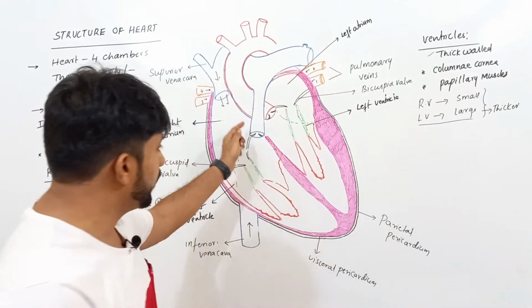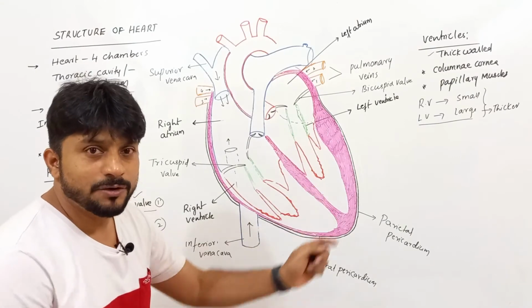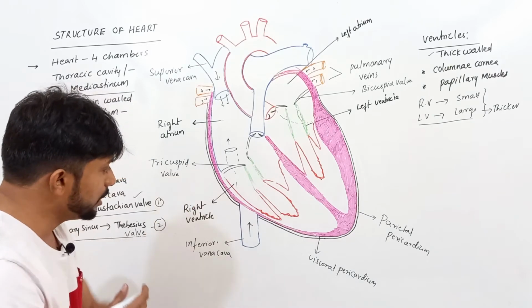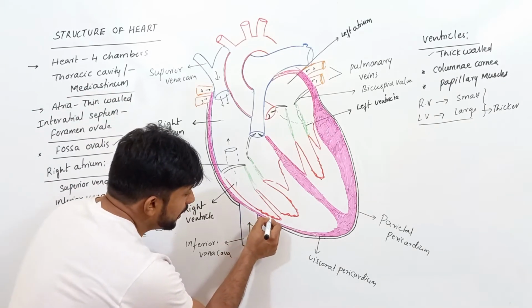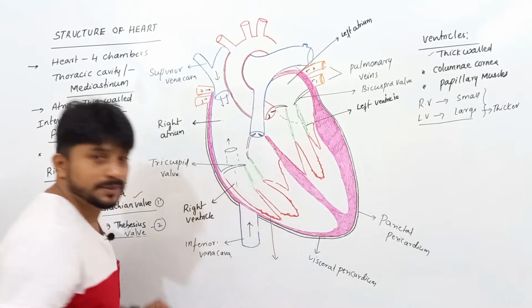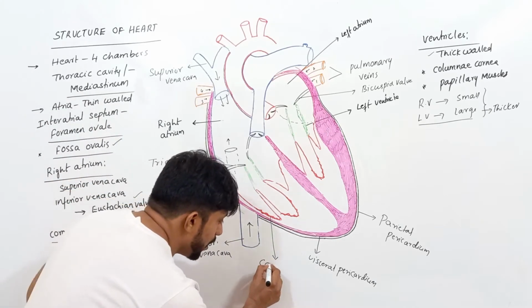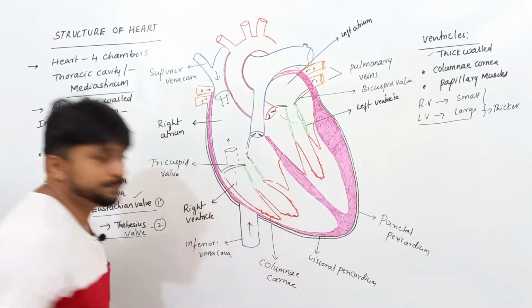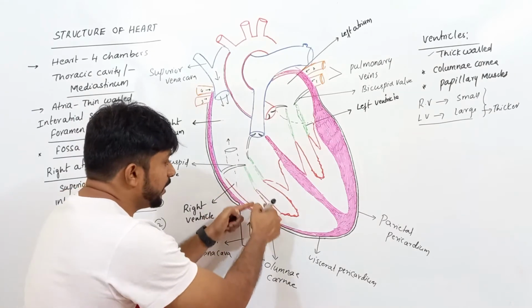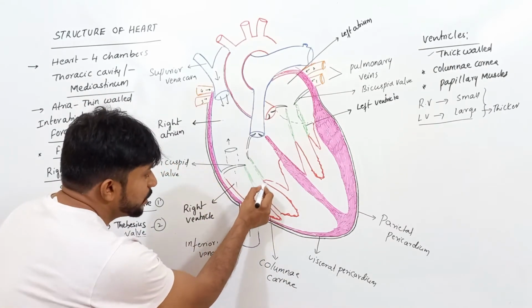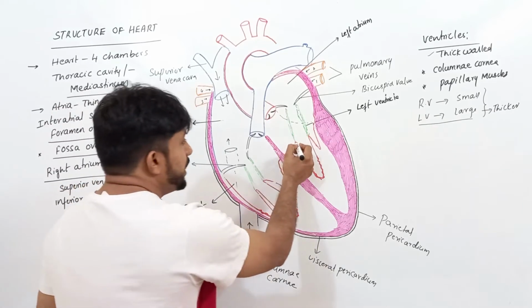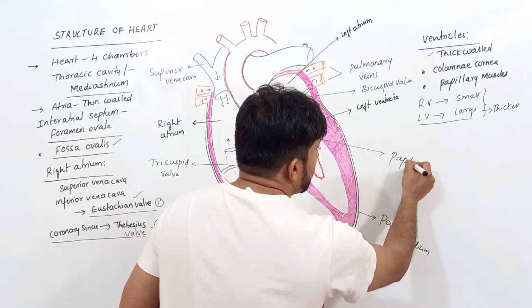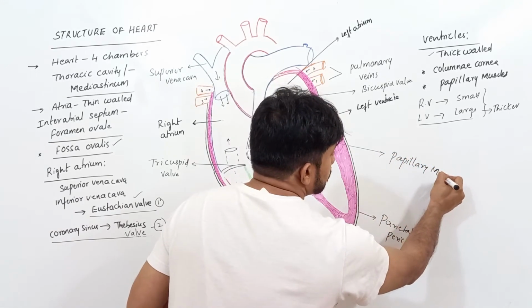Both ventricles are separated by the interventricular septum. Let us focus on the inside of the walls of the ventricles. In the walls of the ventricles, there are several ridges. These ridges are known as columnae carneae. These ridges further continue and form conical elevations, and these conical elevations are known as papillary muscles.